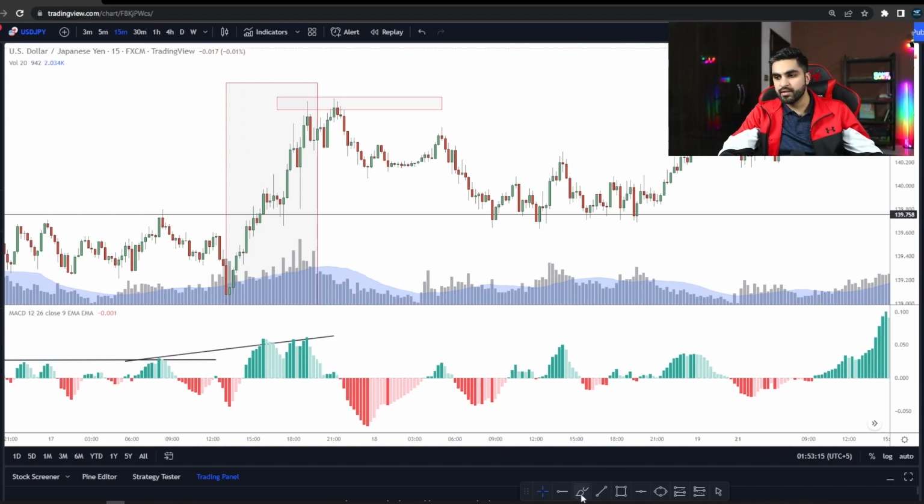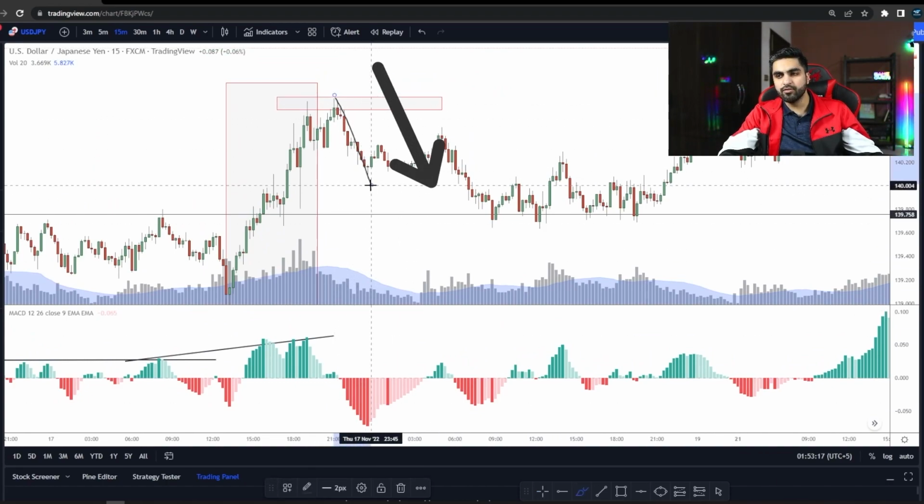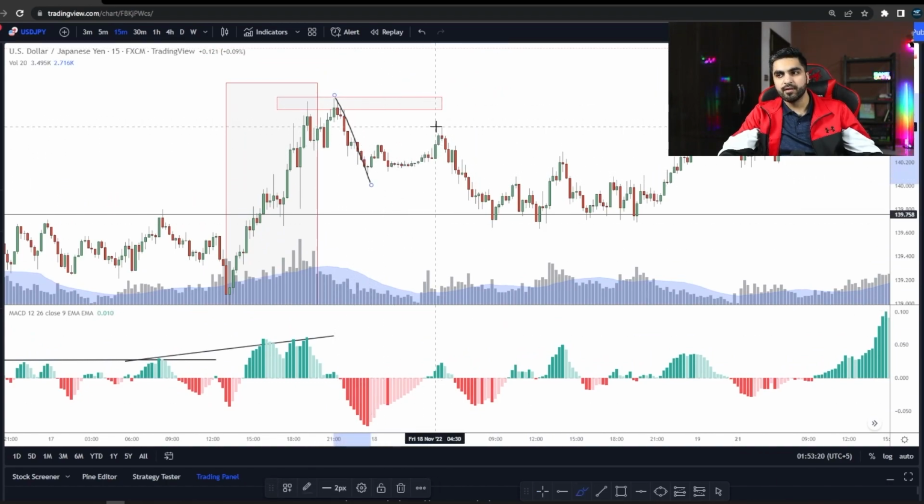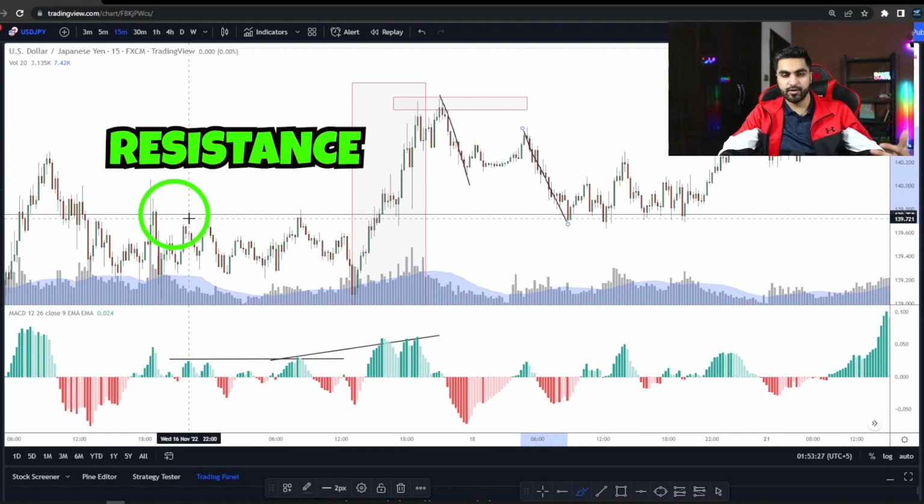Now here you can see that we first made this leg of the pullback to the downside and buyers made a movement, and after that we made a second leg of the sellers' pullback to the downside, and we have also come to that level of resistance that we broke.